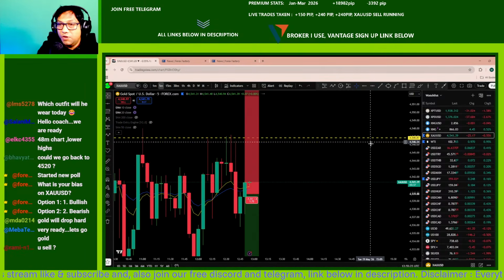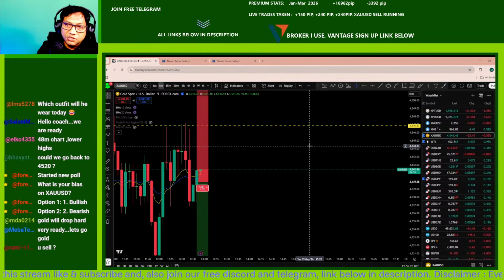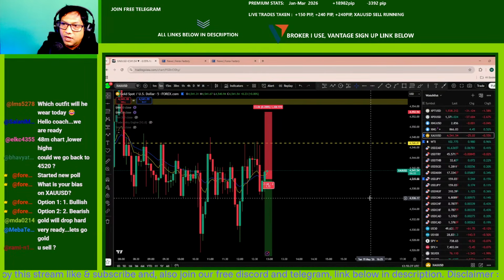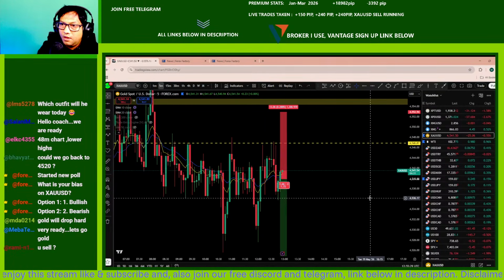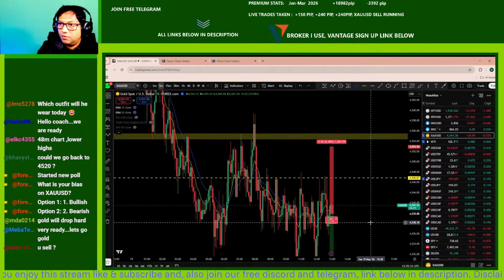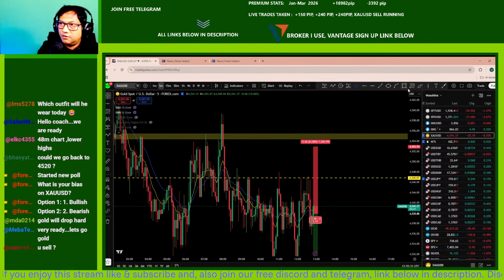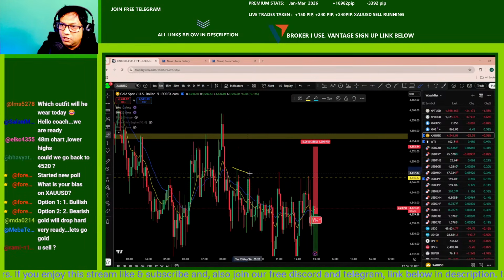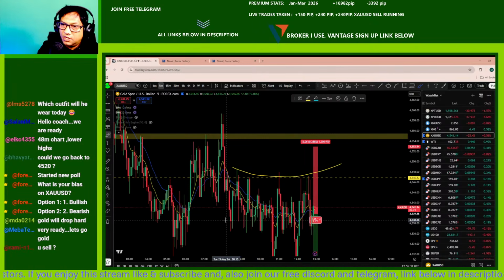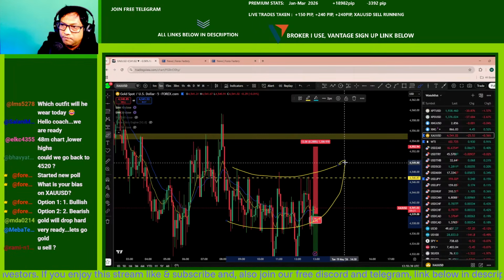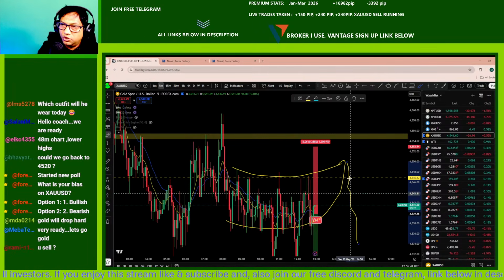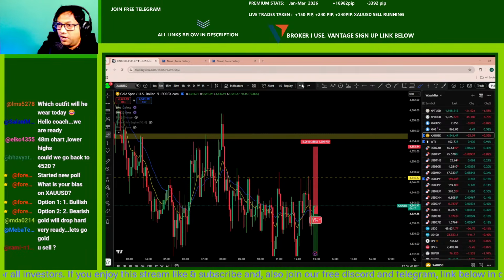The key here is to make sure you manage the risk accordingly. It can try to create a potentially semi-circular structure, but I think the market will eventually break below here.